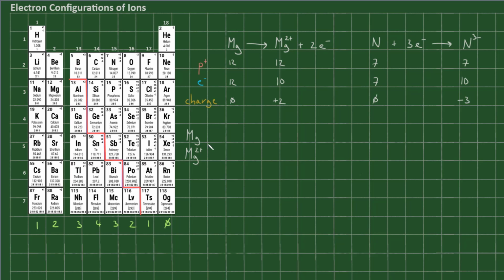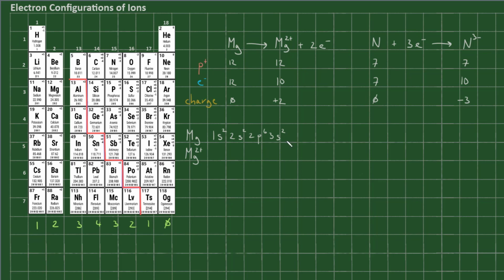Alright, I need to accommodate 12 electrons for magnesium. So I have 1s2, 2s2, 2p6, and 3s2. And that takes care of 12 electrons.